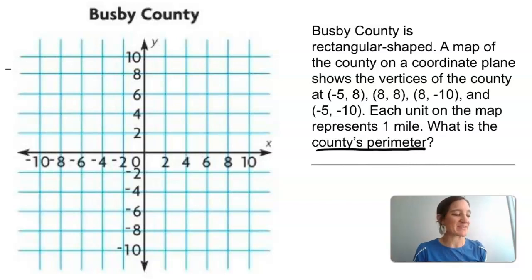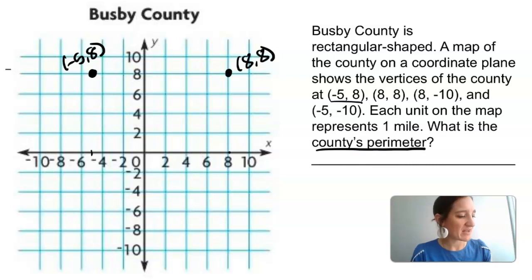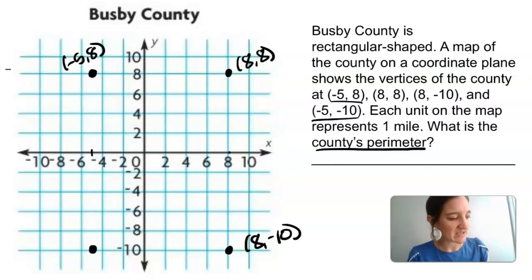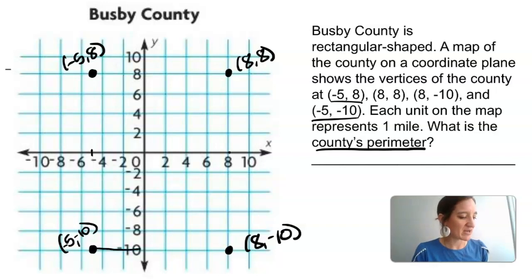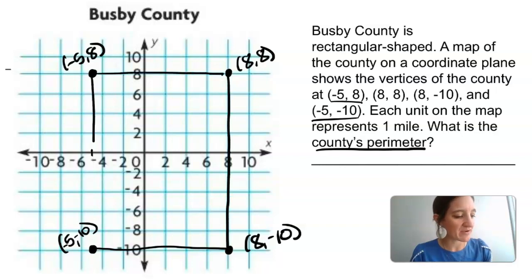So we're going to put these points at -5, 8. Now -5 is not on here, but I do know it's between -4 and -6, huh? So let's go -5, 8. And I'll label that because that might come in handy later. -5, 8. And then 8, 8 is right there. Then 8, -10 is down in quadrant 4. And then -5, -10 is in quadrant 3. So here's the shape of Busby County. It's a rectangle. It's a beautiful county.